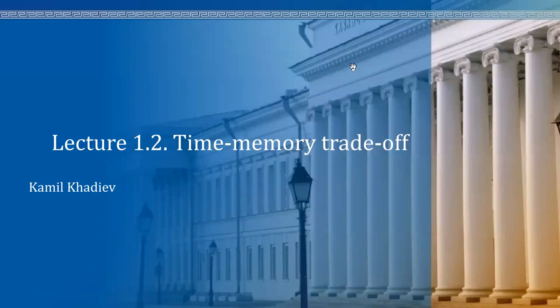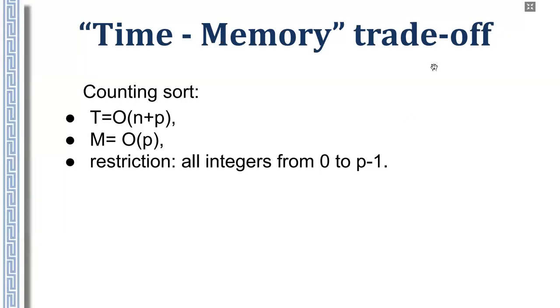Fine. Let us continue with the discussion of trade-offs between time and memory complexity, considering sorting algorithms. We discussed counting sort for the sorting problem, and counting sort has a very good time complexity if P is very small, where P is the range, that is, the difference between the maximal and minimal possible values for sorting. So we have linear time complexity if P is very small, and if P is very big, much bigger than N, then we get very bad time complexity and also memory complexity.